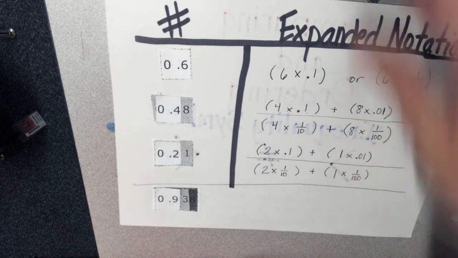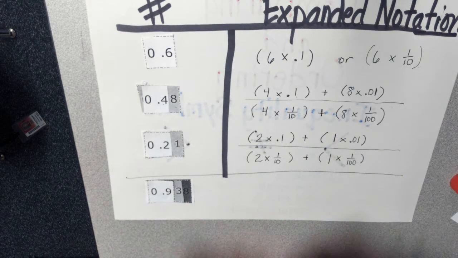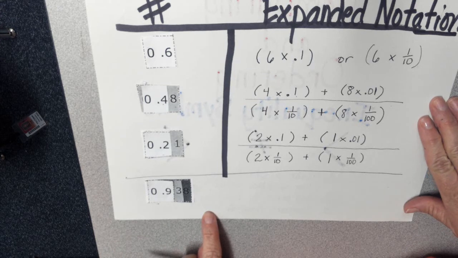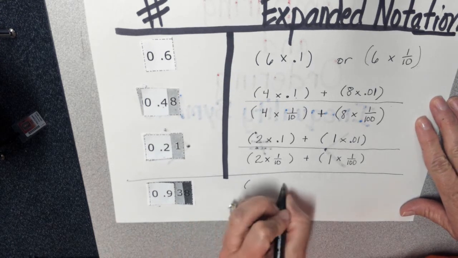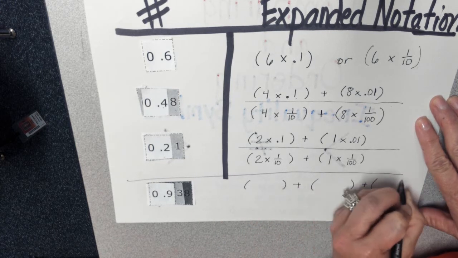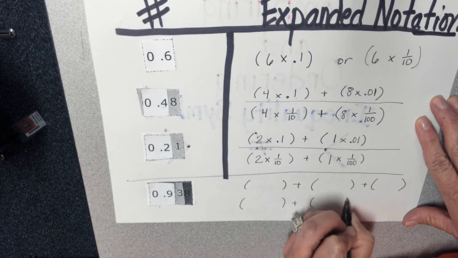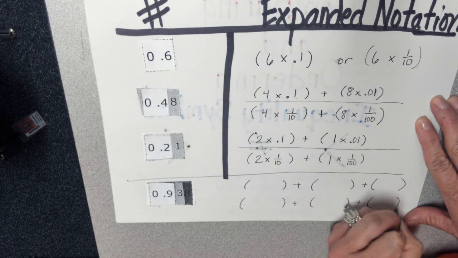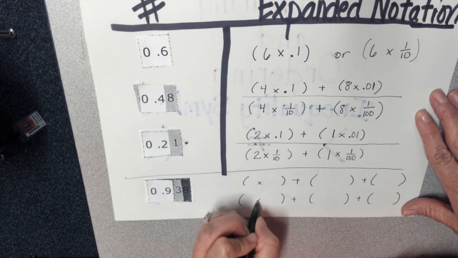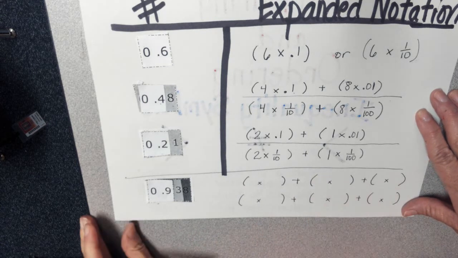Alright, what questions can I answer for you? So if you have enough time, we could write our expanded notation. How many sets of parentheses will we have now? 3. We'll have 3. So we'll need 2 addition signs. We'll put our multiplication sign in between. Not in between, inside the parentheses.